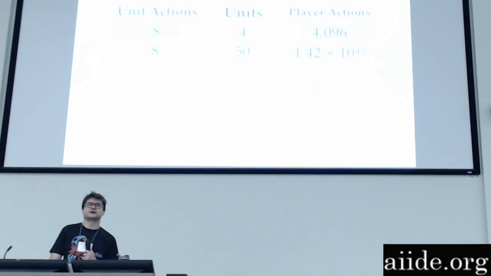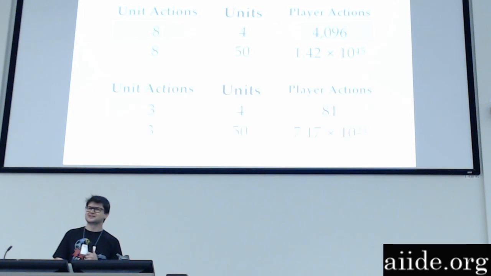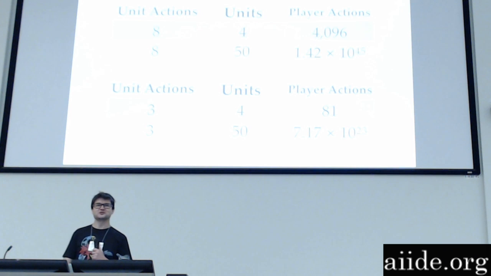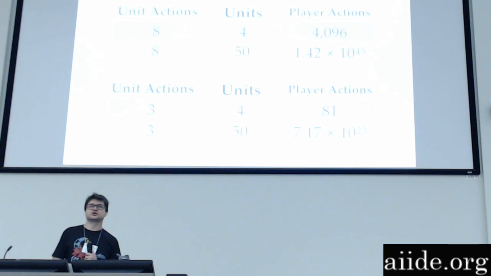So let's go back to the numbers. Initially we had those terrible numbers on the screen, and then once you throw out some of the unit actions, it gets a little bit better. So if you have 4 units, then instead of dealing with 4,000 different player actions, now we're going to deal with 81. But if you grow the number of units you control, then you still have way too many player actions to deal with. So then we need to do some kind of clever search in order to find a good player action among all those player actions within a few milliseconds.